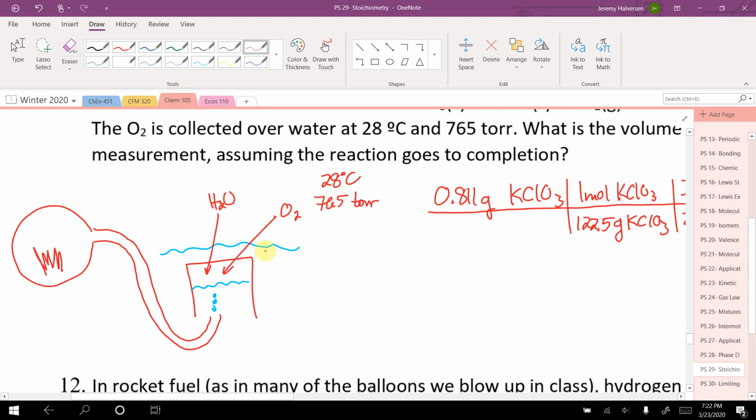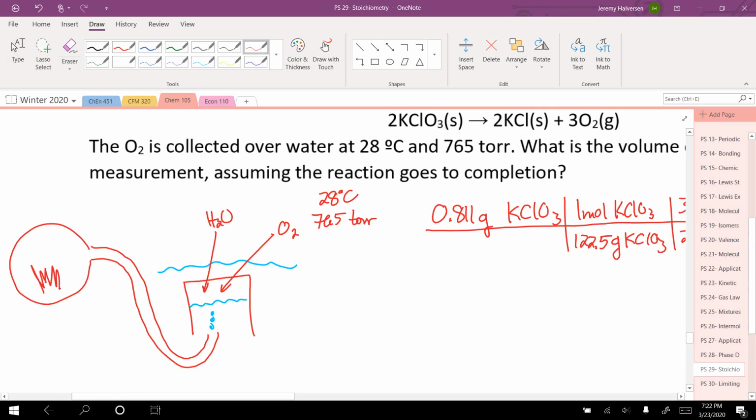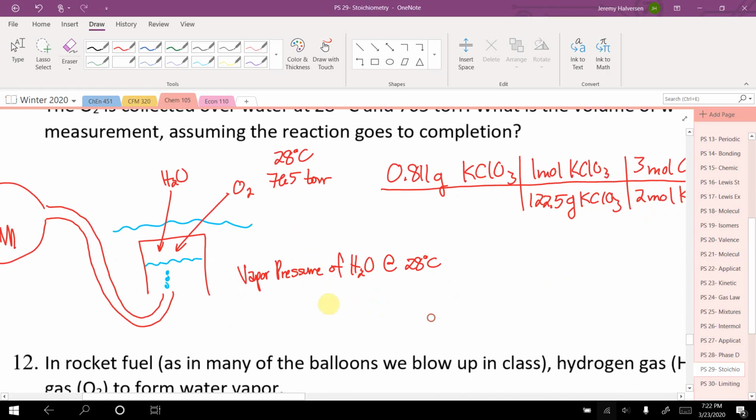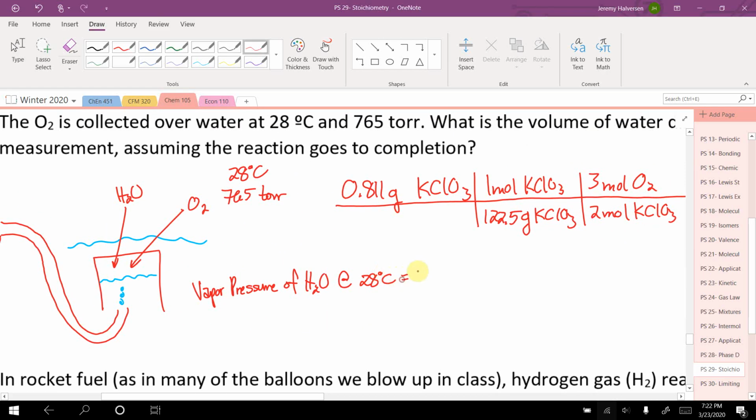So while the total pressure in here is 765 torr, not all of that comes from oxygen. The pressure from oxygen is going to be a little bit less because some of that pressure comes from water. Now, there's no way from this problem to know how much of the pressure comes from water. But what you would look up is the vapor pressure of water at, in this case, 28 degrees. And if you look that up, you'd find that the vapor pressure for water at 28 degrees is somewhere around 28.35 torr.